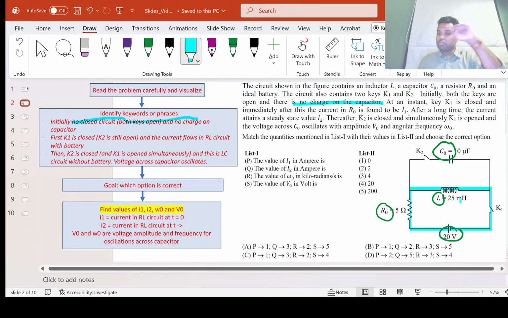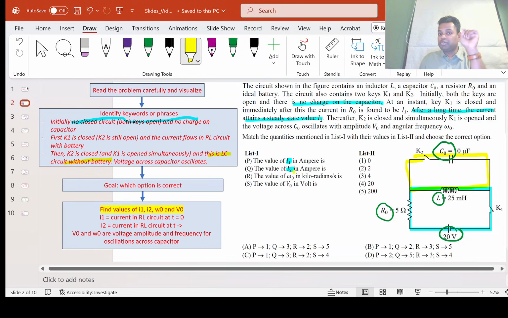So the moment you close the circuit, the current is represented by I1, which will change over time, and it says that after a long time the current attains a steady state value I2. So we have to find what is I1 and what is I2, and then after that steady state we open switch K1 and at the same time simultaneously we close K2, and then we have this circuit complete, which is an LC circuit without a battery, right? LC circuit without a battery, and in that circuit the current will fluctuate, which we will see later.